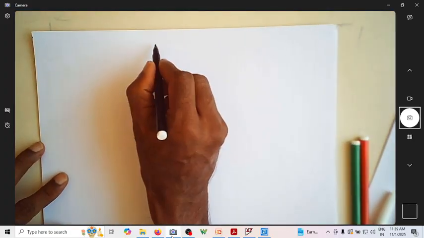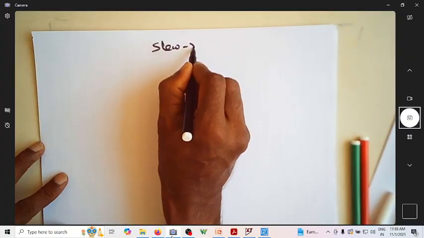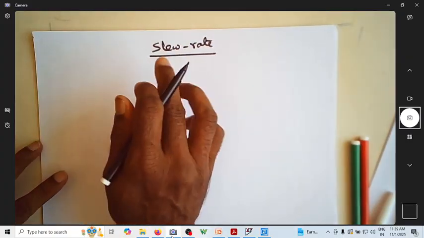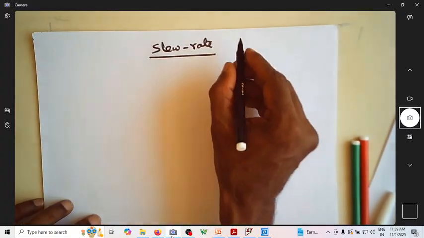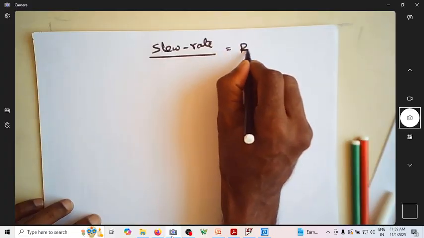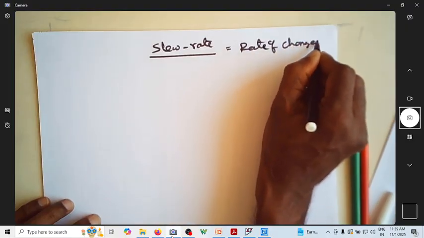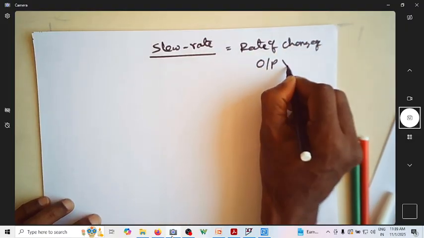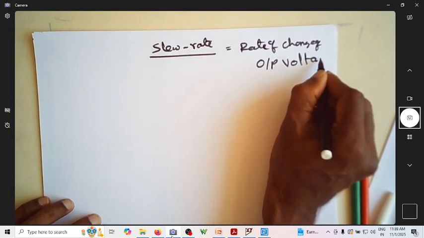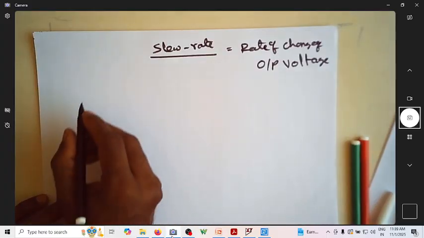Slew rate is nothing but the rate of change of output voltage.